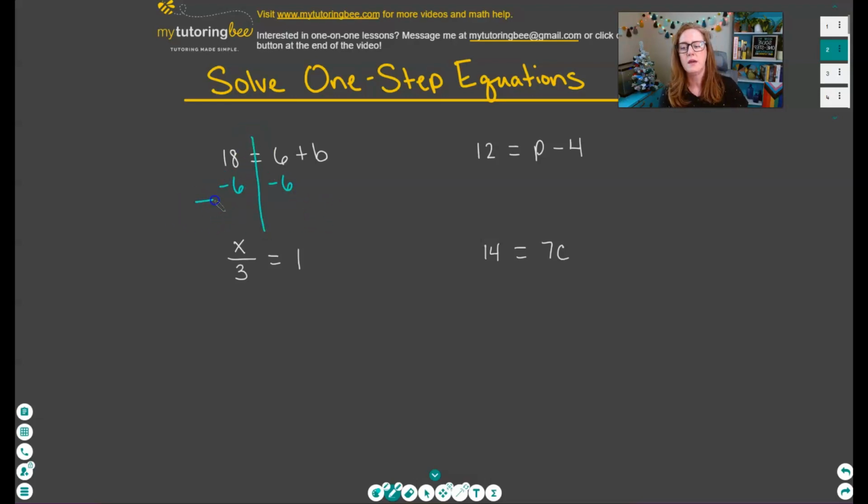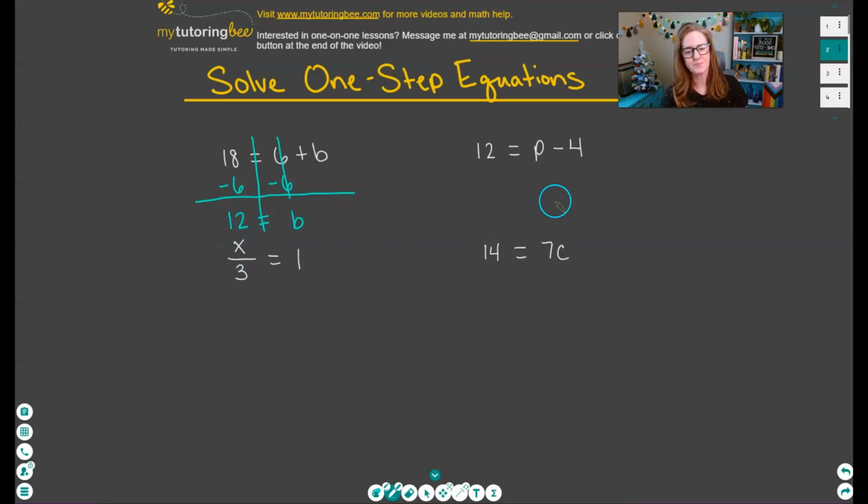Again, you can draw that line if that's helpful for you. These cancel out, leaving us with just b. We want to drop down that equal sign, and then 18 minus 6 gives us 12. So you notice, again, I left the variable over here on the right-hand side, and the 12 is over on the left-hand side. That's totally fine. 12 is equal to b is equal to 12.